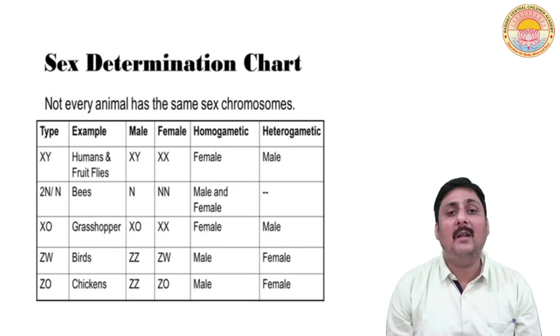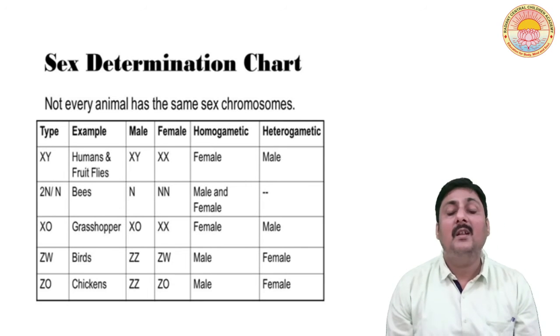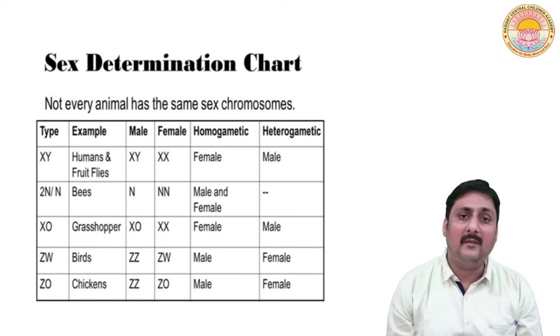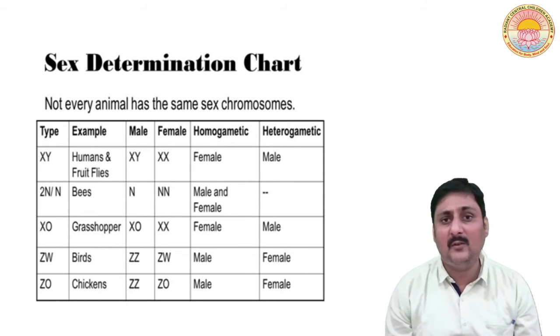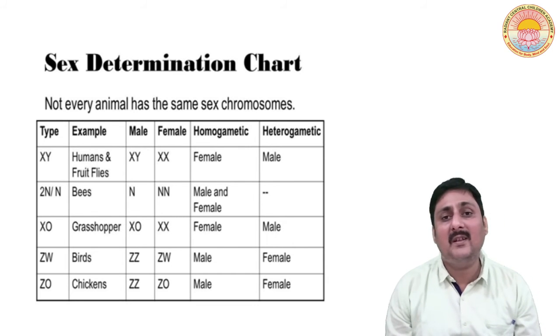Not Drosophila, I am talking about grasshopper. Again an example of male heterogamity. Here XX and X0 are present. XX is female, X0 is male. So one chromosome is absent in case of males, and that decides whether it is a male or not.